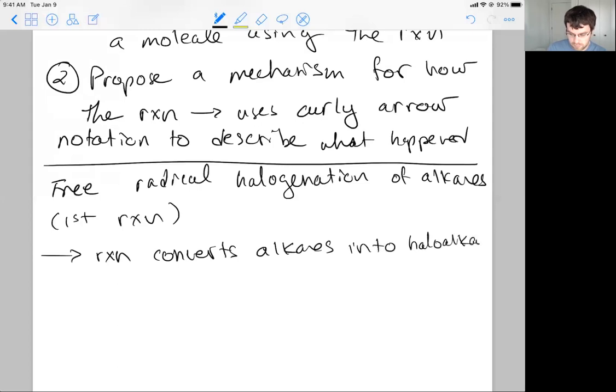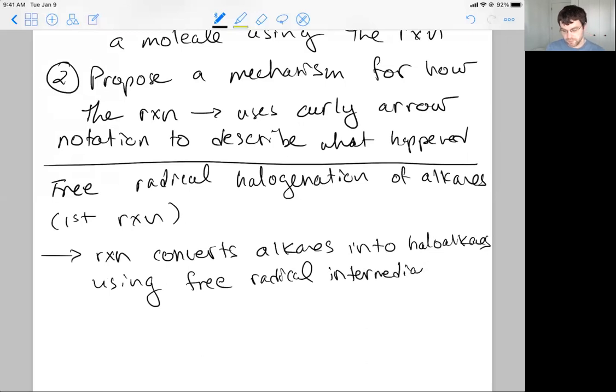Now, what this reaction does is convert alkanes into haloalkanes. And it uses free radicals. And we can actually specify where the radicals are. They're intermediates in the reaction. That is, they're not starting materials or products. They're those ground states or wells or valleys between the various transition states in our energy diagram, but they're not all the way to the left, and they're not all the way to the right.